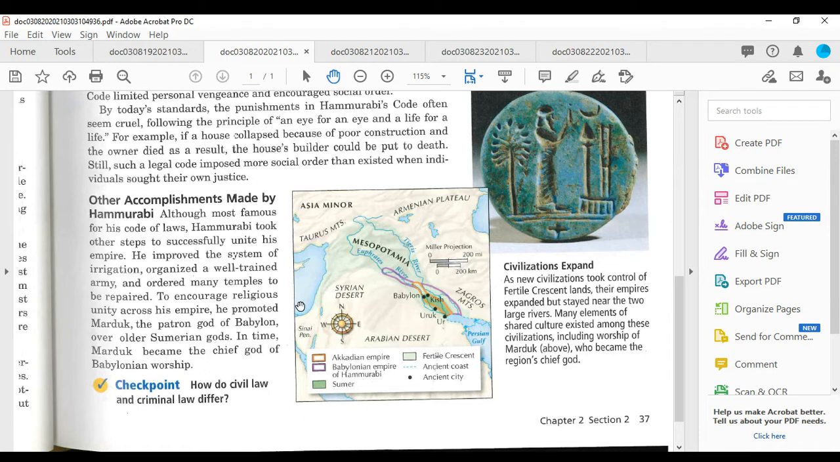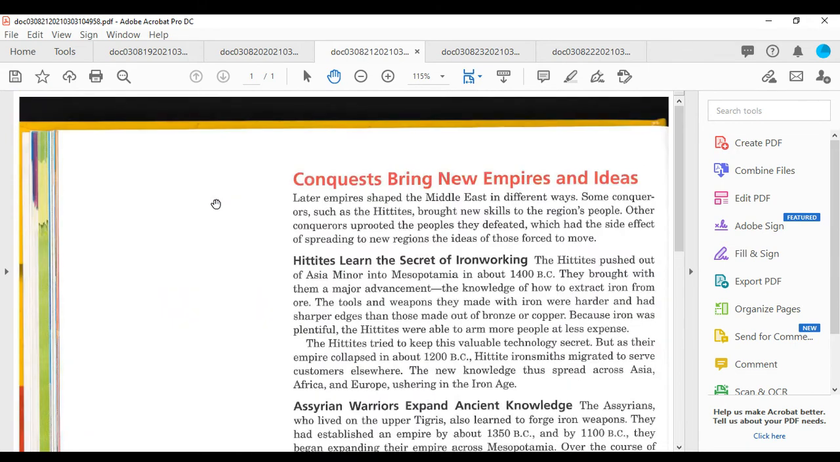Now remember, when we break down the meaning of the word Mesopotamia, it means the land between the rivers. What rivers? We see on the map the Euphrates River and the Tigris River. The land between the two rivers, Tigris and Euphrates.